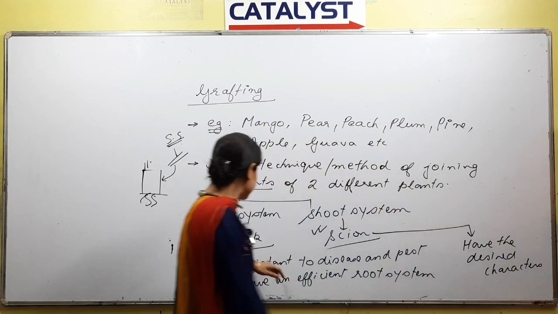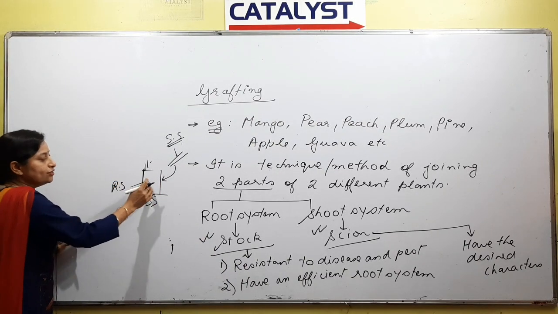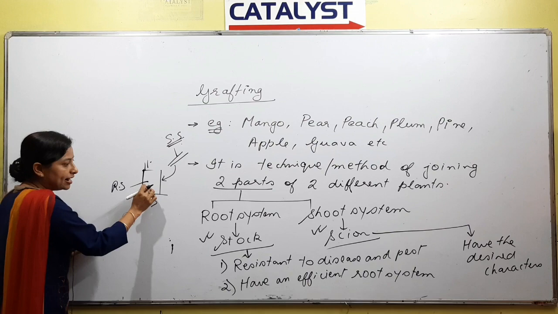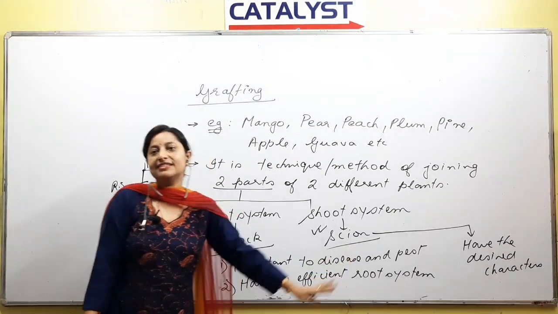Right? So the stalk, what will we keep as the stalk, the one with the root system, I have said. The new part that we join, that part has to be healthy. Healthy in the sense it should be resistant to disease and resistant to pest.